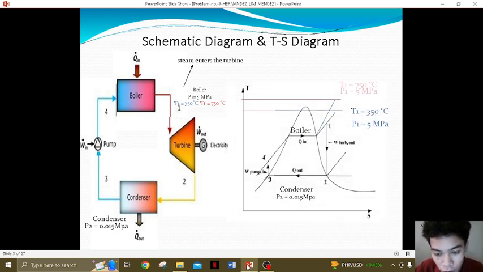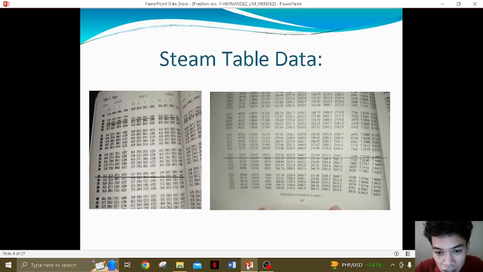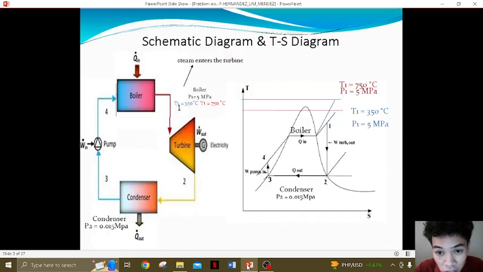boiler. Now for the TS diagram, we have process 4 to 1. A high pressure steam is generated at 5 megapascal and 350 degrees Celsius. Then it goes to the turbine at point 2, and process 2 to 3 is an isentropic process. Then process 3 to 4 is condensed. So we solve for the X here. Because it is in the wet region, the steam is pumped to the boiler and it undergoes again an isentropic process.